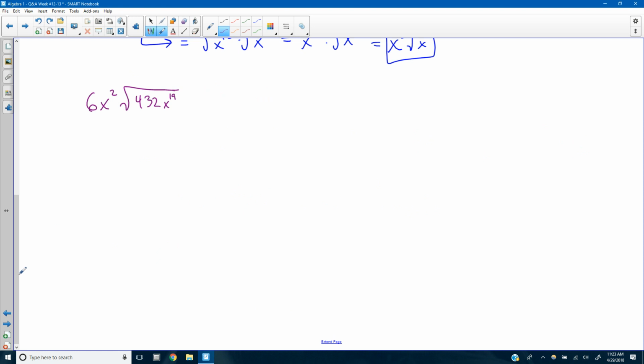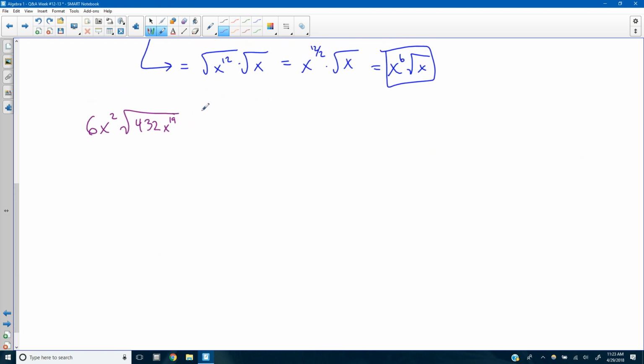Well, this may be the last big one I'm going to play with, and after that, it's kind of all just other things. First thing I might do is recognize the fact that everything here is multiplication. So instead of looking at the problem like this, let me do this downward. Let's write dots in between everything: 6 times x squared times the square root of 432 times the square root of x to the 19th.